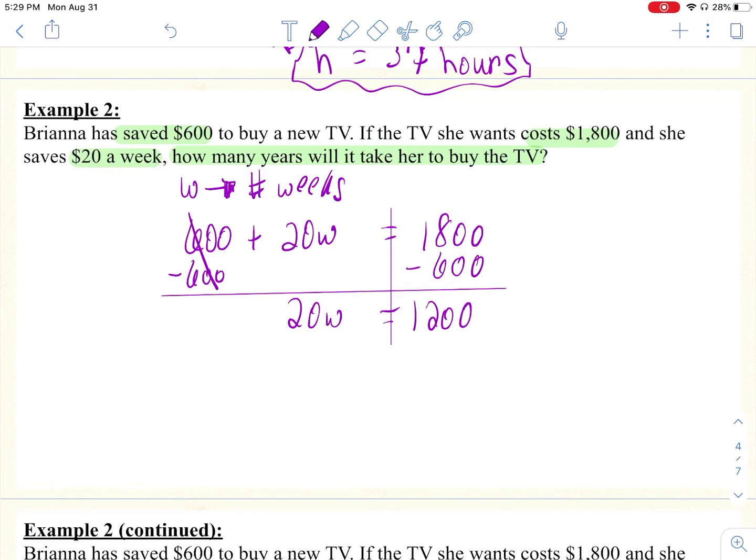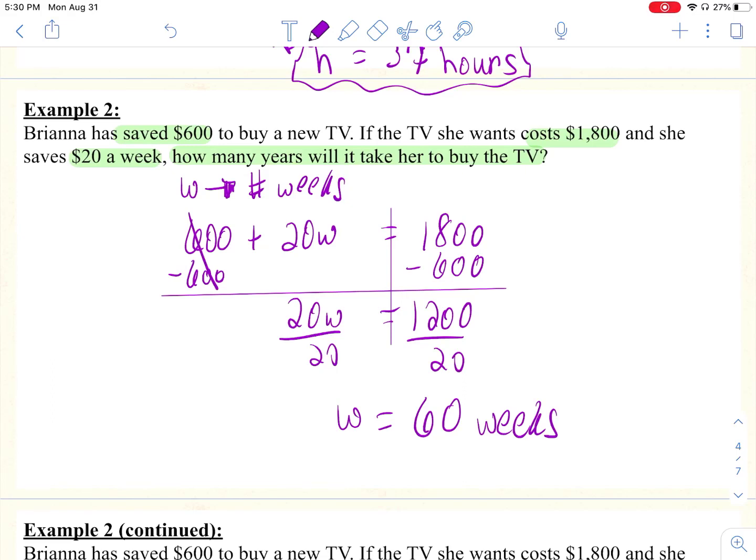That is technically 20 times W. So the inverse operation of multiplication is division. So in order to get rid of 20, we need to divide by 20 on both sides. And we get W equals 60. Remember, W equals 60 represents the number of weeks. So this is 60 weeks that it takes to save to buy this TV.